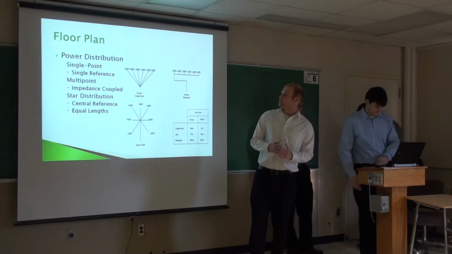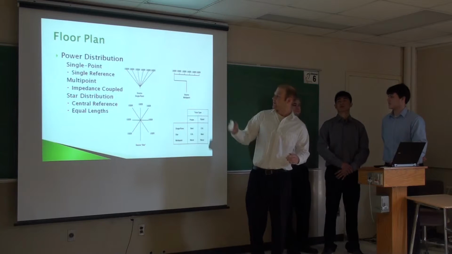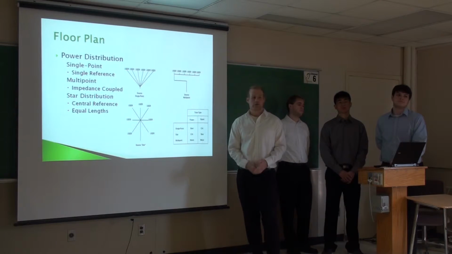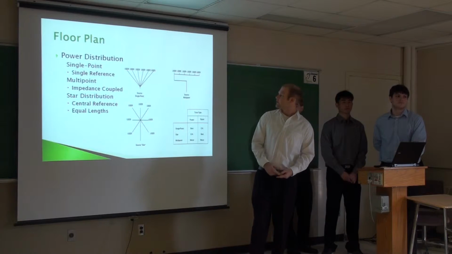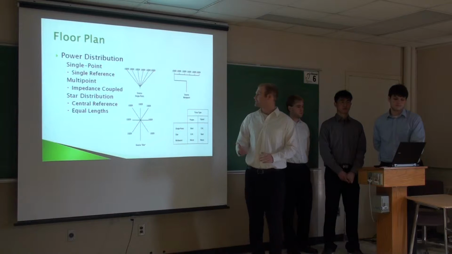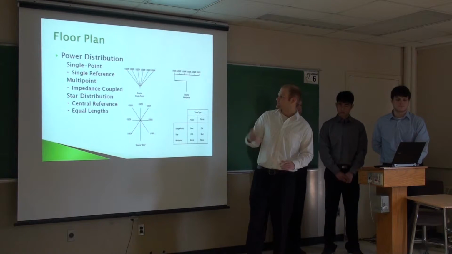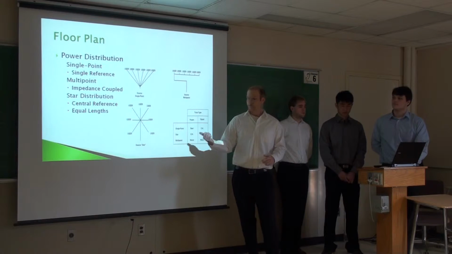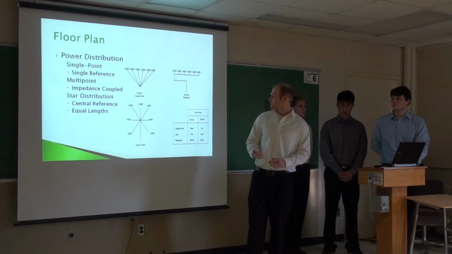So power distribution, there's different kinds of schemes you can use. A single point has multiple user components. They have their own power and ground with a single reference voltage. Multi-point is put together in a daisy chain fashion. It has impedance coupling, which isn't necessarily a good thing. And there's a star distribution, which is similar to the single point, but there's a central reference voltage, and all the traces are equal lengths from the reference voltage.